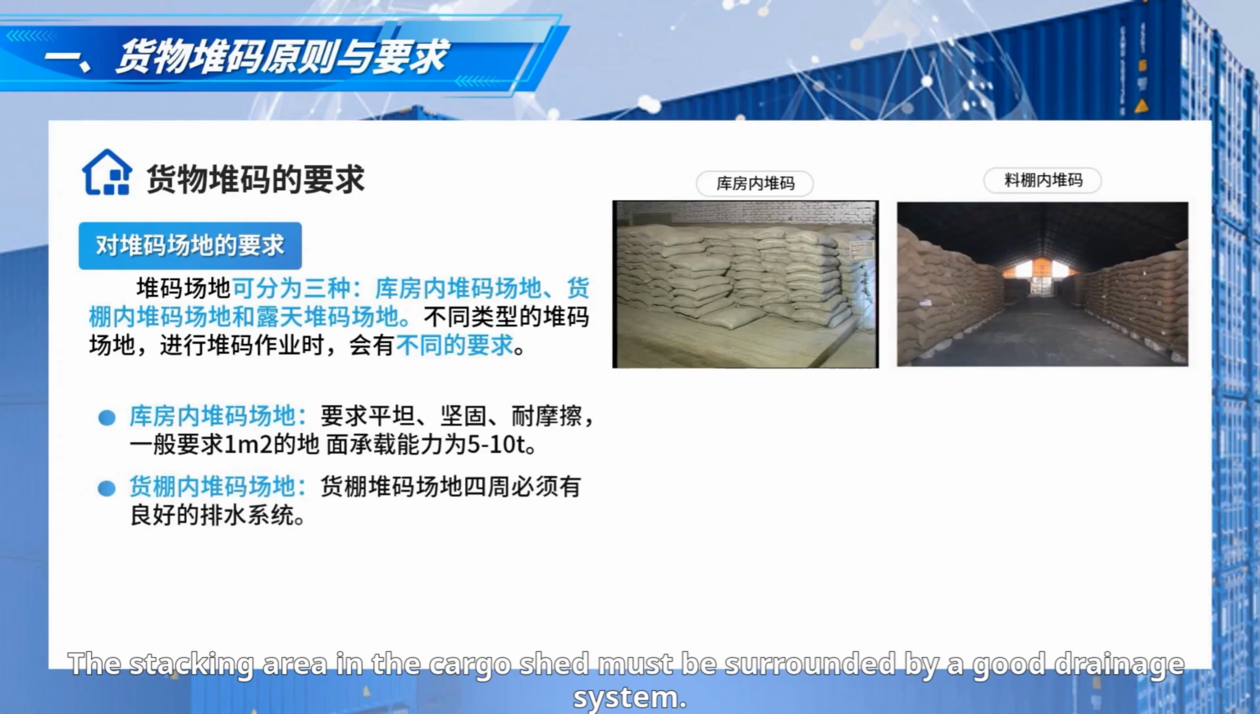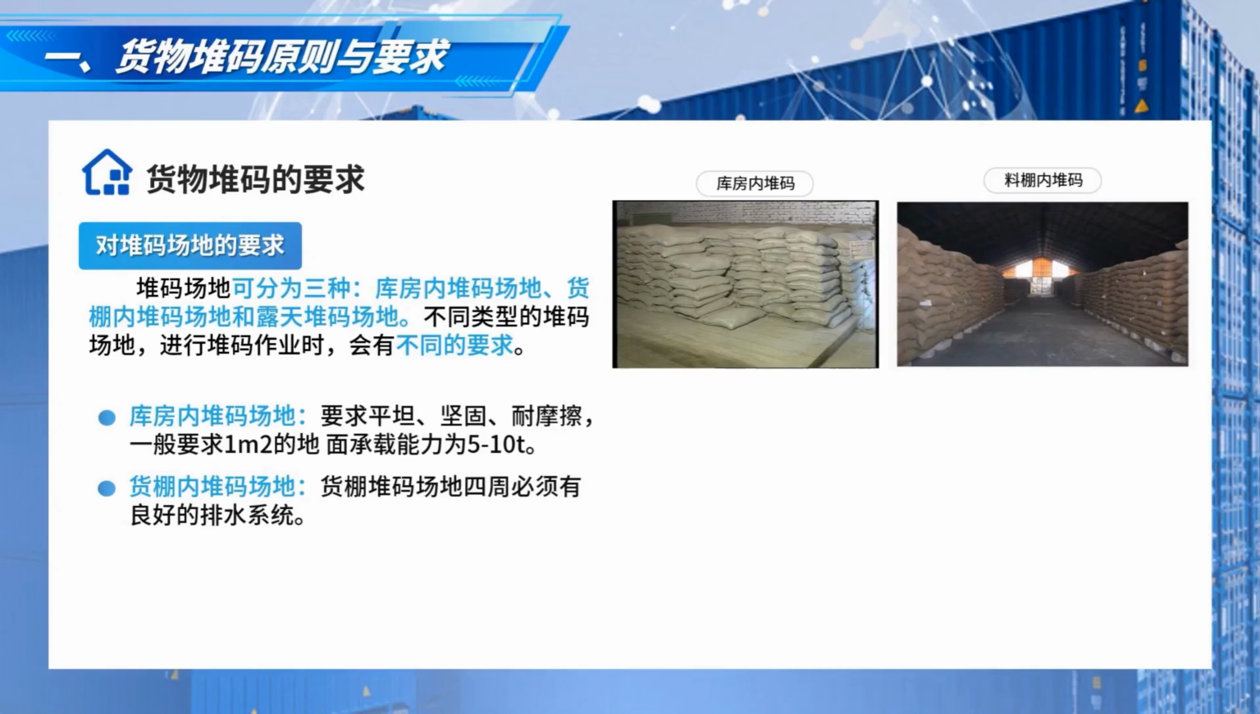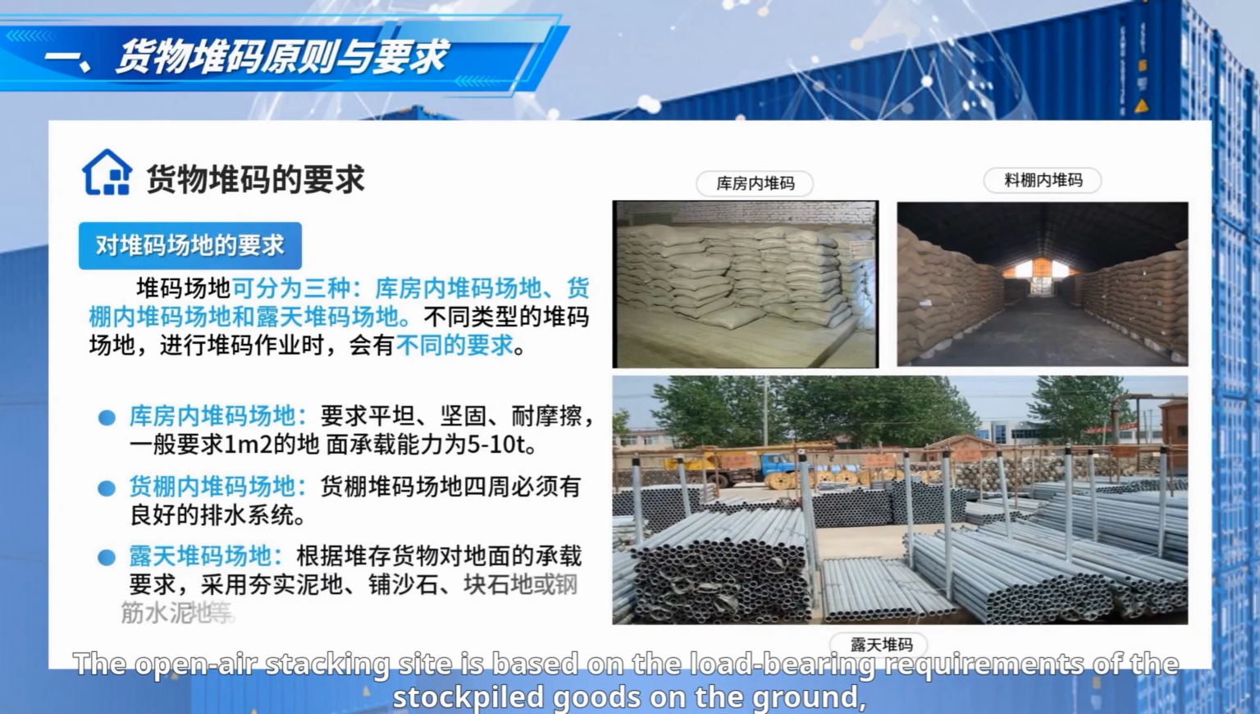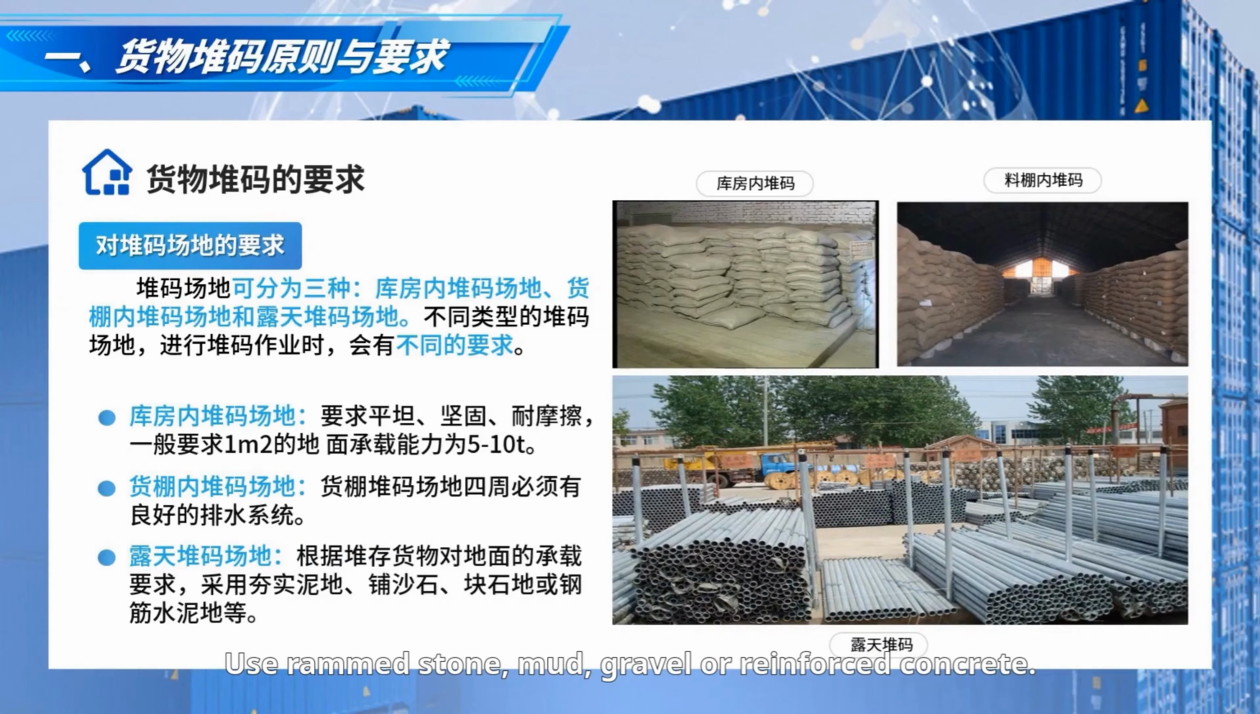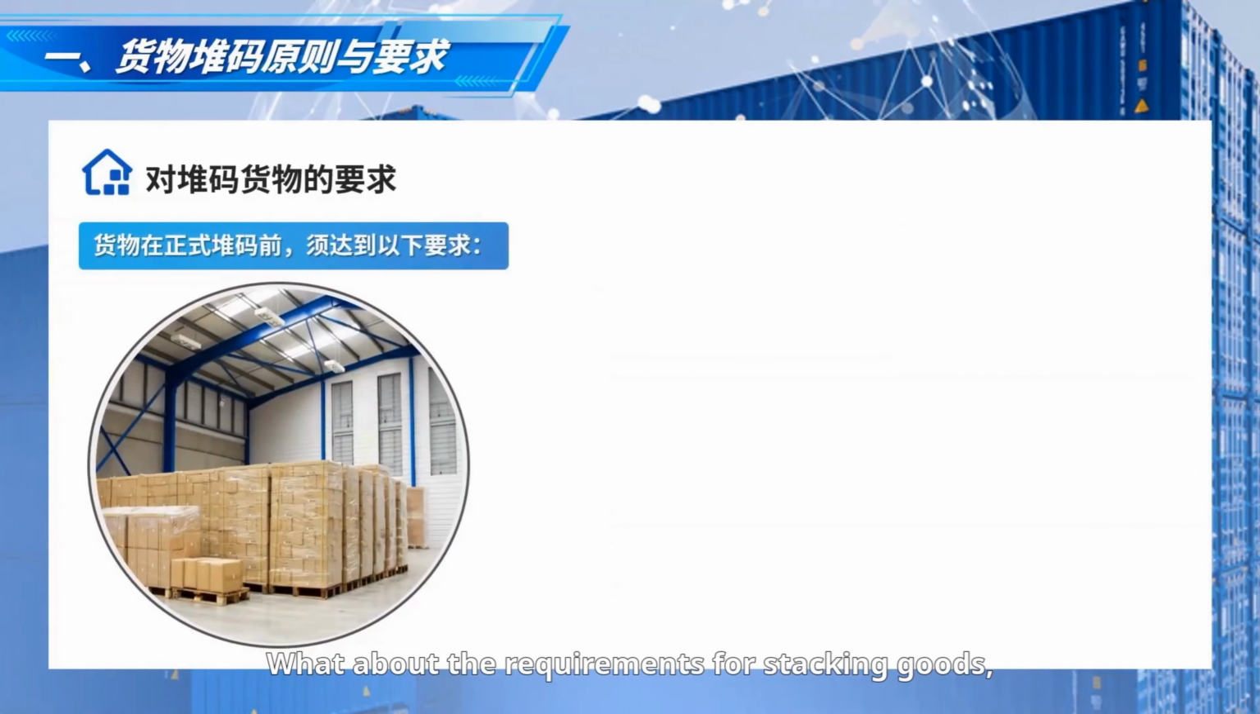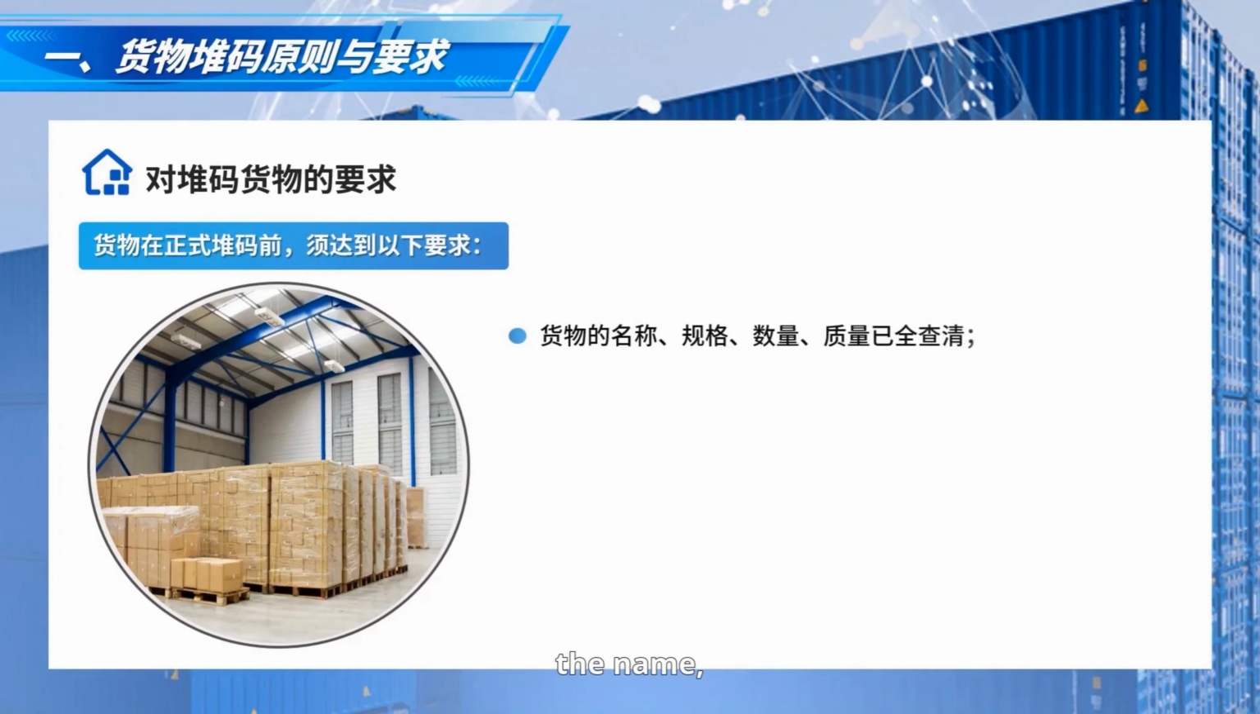The stacking area in the cargo shed must be surrounded by a good drainage system. The open-air stacking site is based on the load-bearing requirements of the stockpiled goods on the ground. Use rammed stone, mud, gravel, or reinforced concrete. What about the requirements for stacking goods? Goods need to meet the following requirements before the official stacking. First of all, the name, specification, quantity, and quality of the goods should be found out.